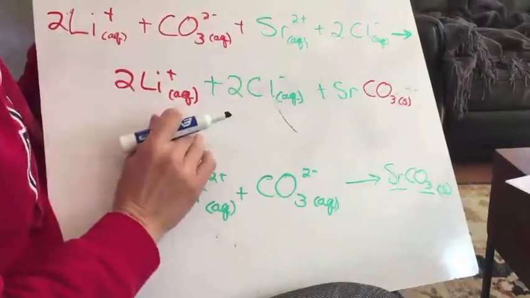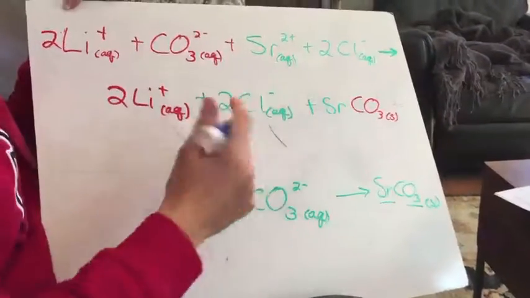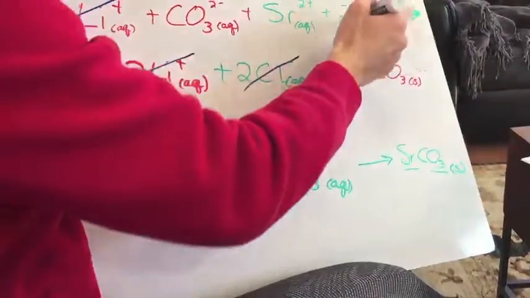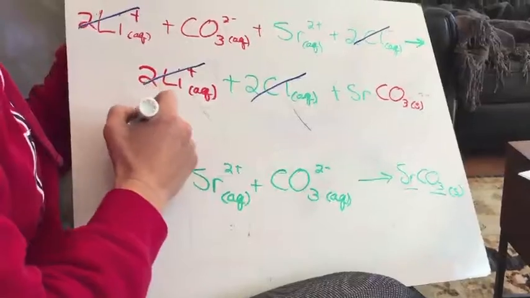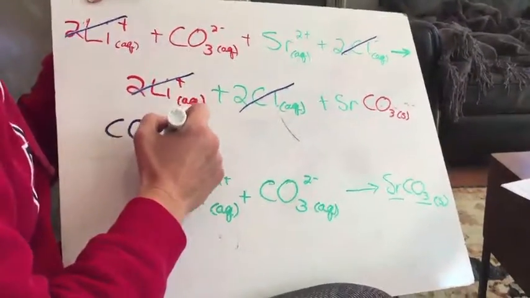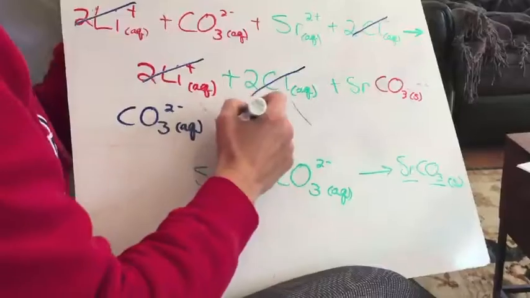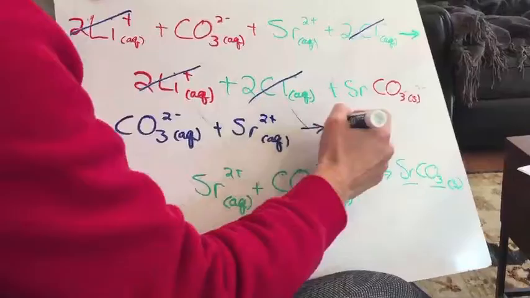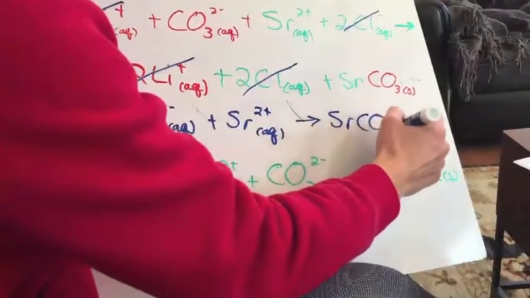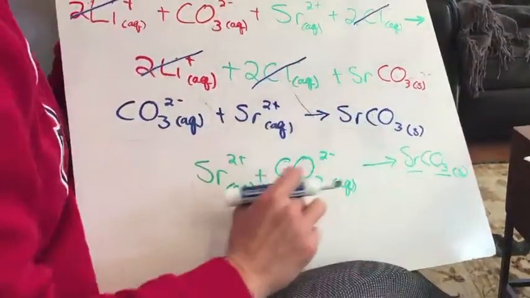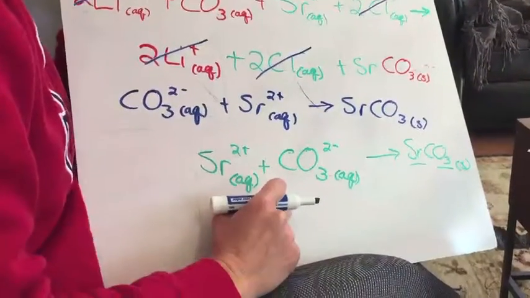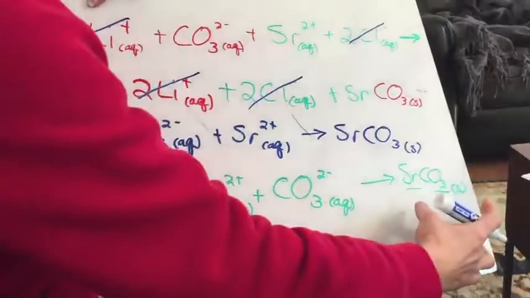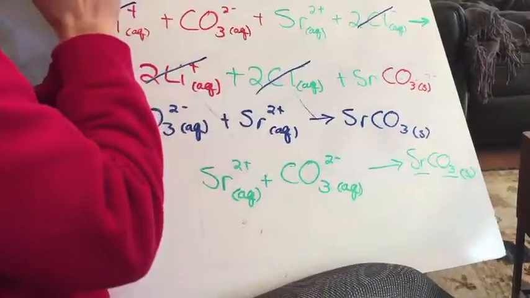And if we wanted to turn this into a net ionic, we would simply go through and cross out anything that was on both sides. So I'm going to cross out the lithium ions. I'm going to cross out the chloride ions. And you'll notice that that leaves me with carbonate ions plus strontium ions, making strontium carbonate. This is the same equation as this. Whichever way works for you, that's the way to solve these problems. To me, this is a little bit simpler, but you do have to know what solid is being made.